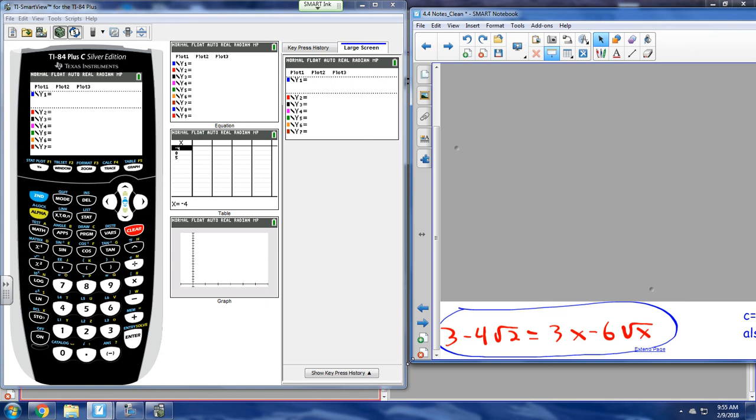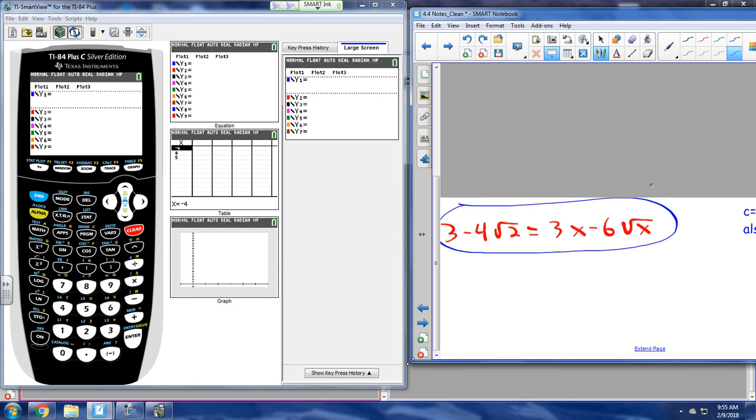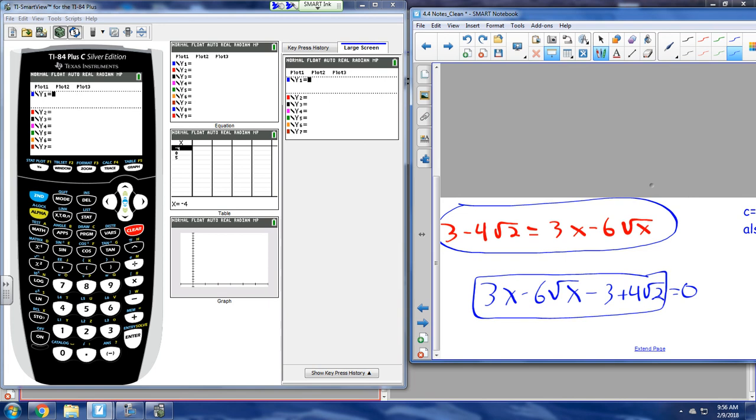Well, what I do is I set it equal to 0. So instead of just using this, I would set this whole thing to 0. So I'd have 3x minus 6 root x minus 3 plus 4 root 2 equals 0. So that's the equation. And what I would do is plug this into my calculator and find the 0 of it. That's how I would do it.